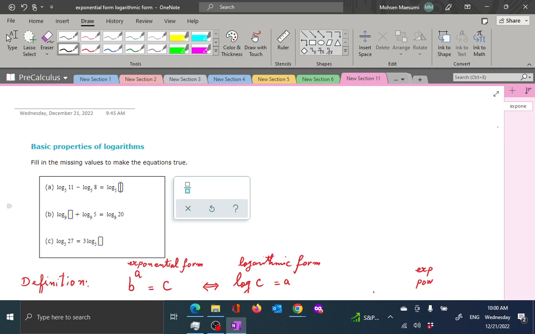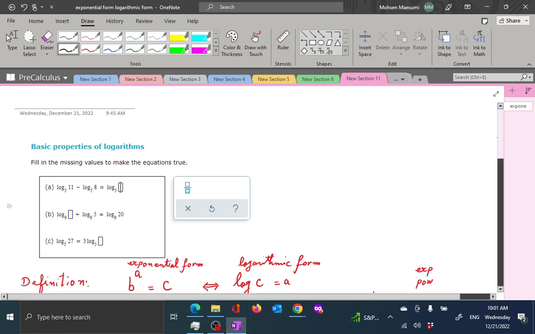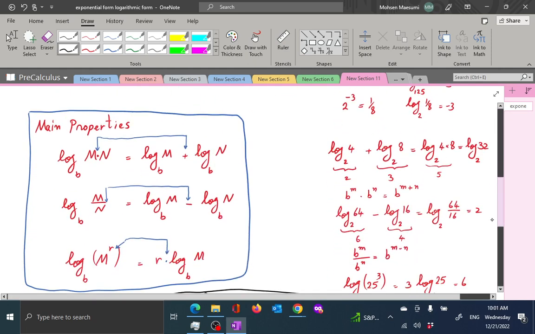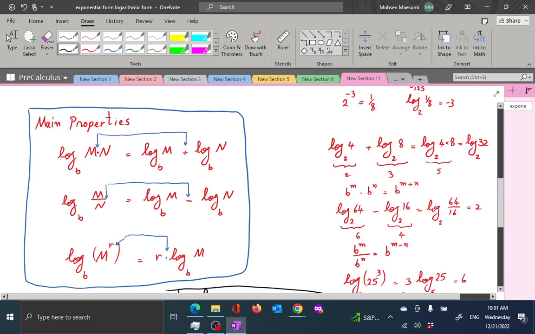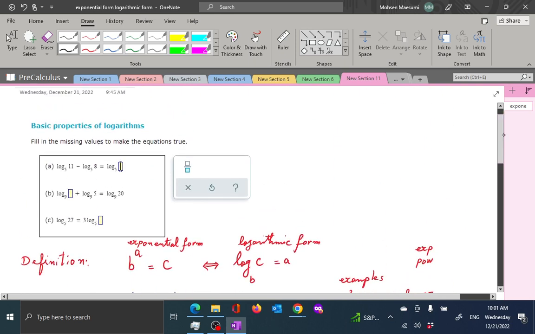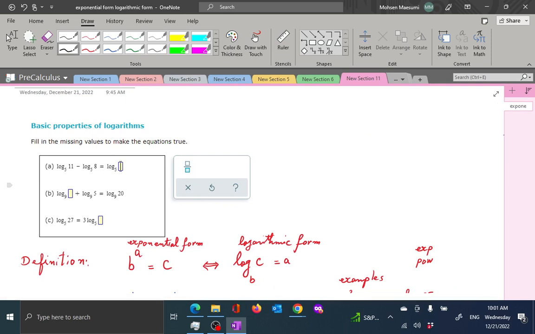27 in base 5. Well, 27 can be written as 3 cubed, and here we had the property that the exponent comes in front and the base goes there. So the number that is required here is 3, because 3 cubed will be 27. Okay, so you want to practice the rules of logarithm and understand the reason behind them, because we are going to be working with them quite frequently.